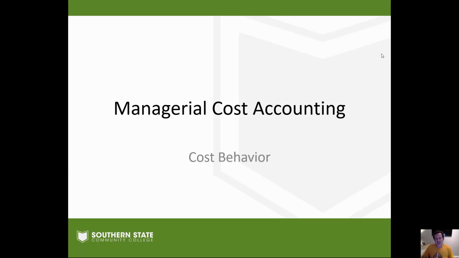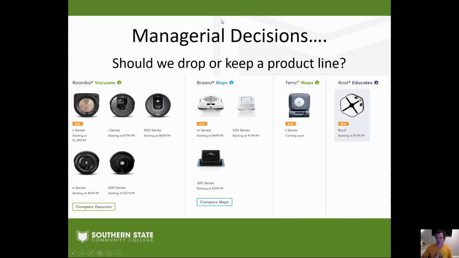And so that's a lot of what we have going on in managerial cost accounting. Today we're going to look at cost behavior, how individual costs might behave. So again, it goes back to a lot of what we're doing. We're trying to get information to make good decisions from a management standpoint. Should we keep a product line or drop a product line?